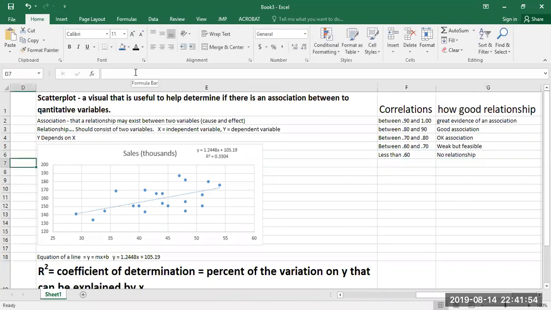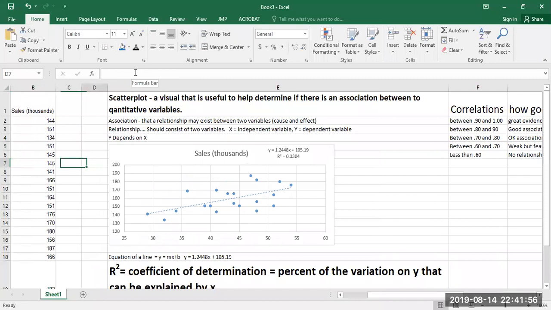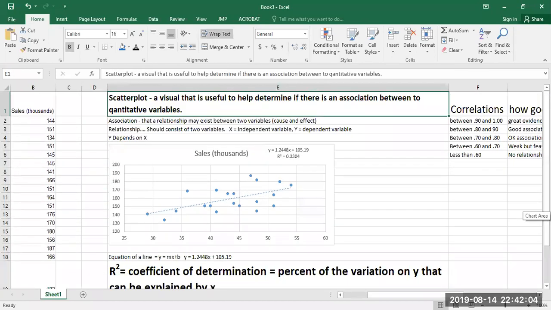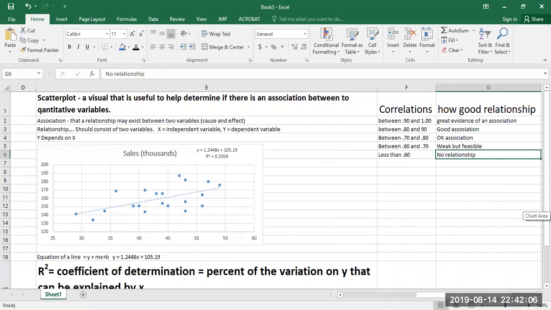Looking at our data set here, we were talking about advertising and sales. For our advertising and sales, we got an R squared of 0.33, which gave us a correlation of 0.57. So 0.57 is just below 0.60. So really, we'd say that while the line could fit through the data, it's possible that there's no relationship here.